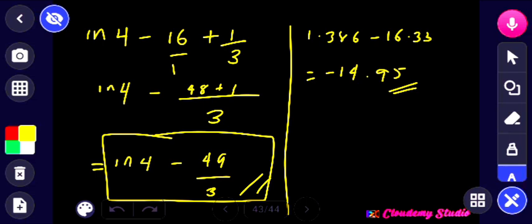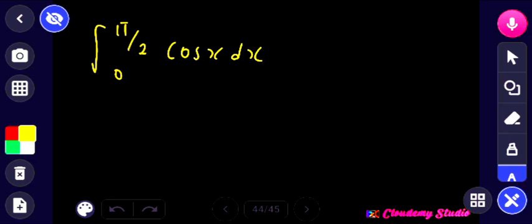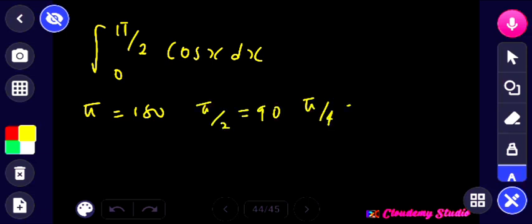You understand? Now, what if we have a question like the integral from 0 to pi over 2 of cos x dx? You see, in integral calculus, pi equals 180, which means pi over 2 equals 90. Pi over 4 equals 45. You understand? I get what I'm trying to say now.